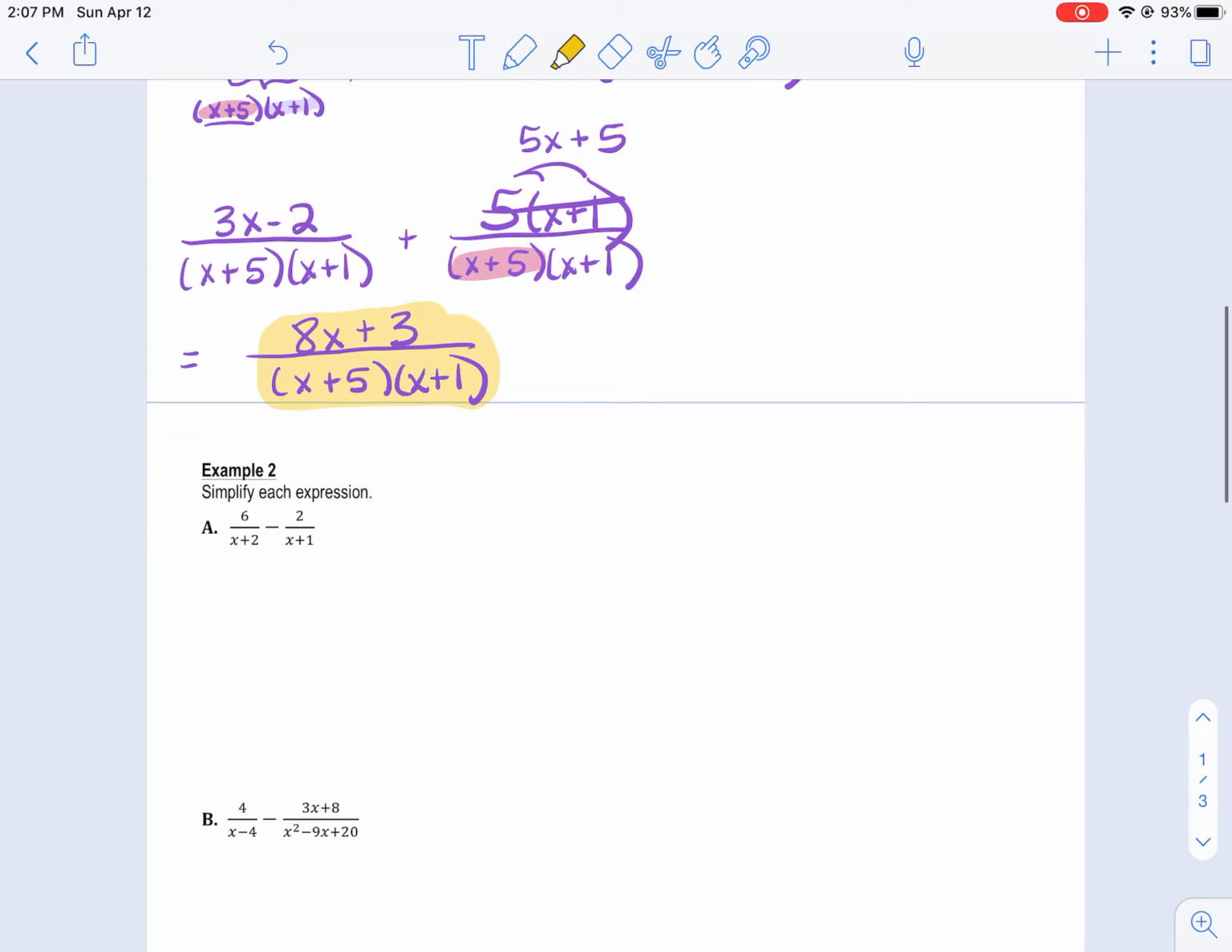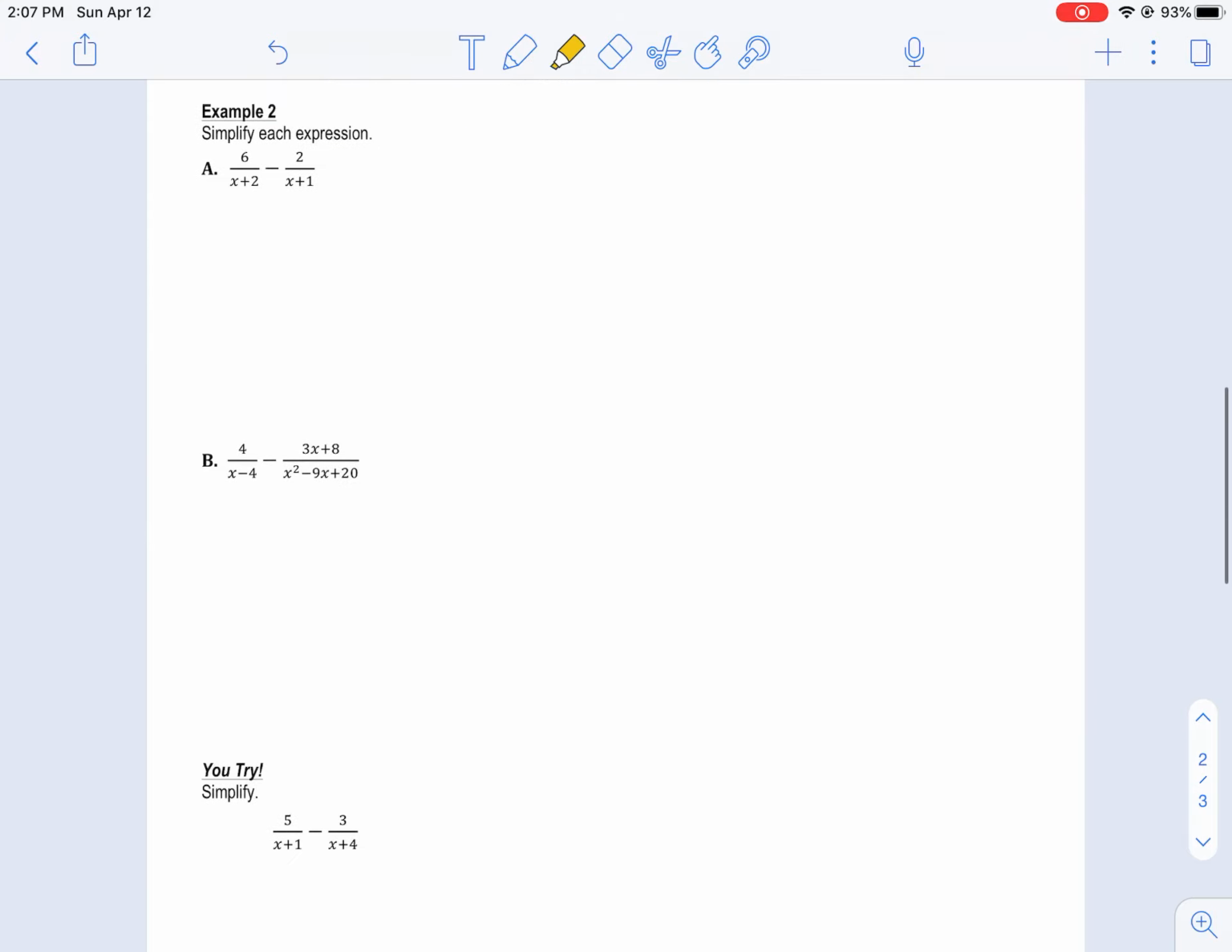Okay? Now we're going to practice that a couple more times, but this time we're going to use subtraction. And the only difference is in the very last step, when you subtract, you have to make sure you distribute your minus sign. All right, so let's see if we can do this LCD business a little quicker. So we have an x plus 2 in the first fraction, and we have an x plus 1 in the second fraction.